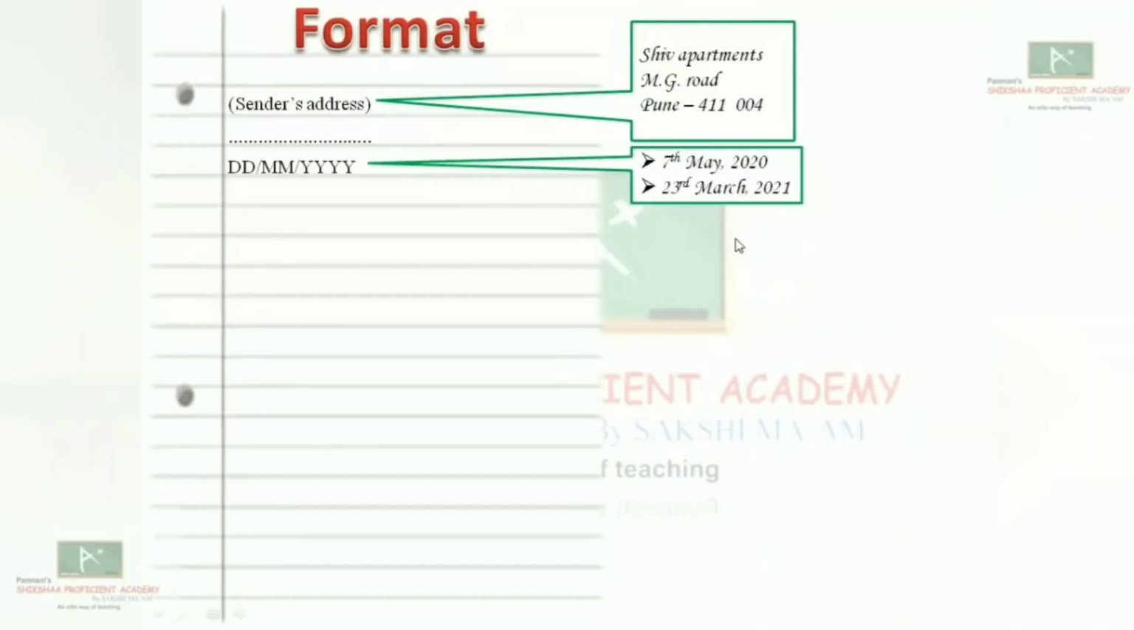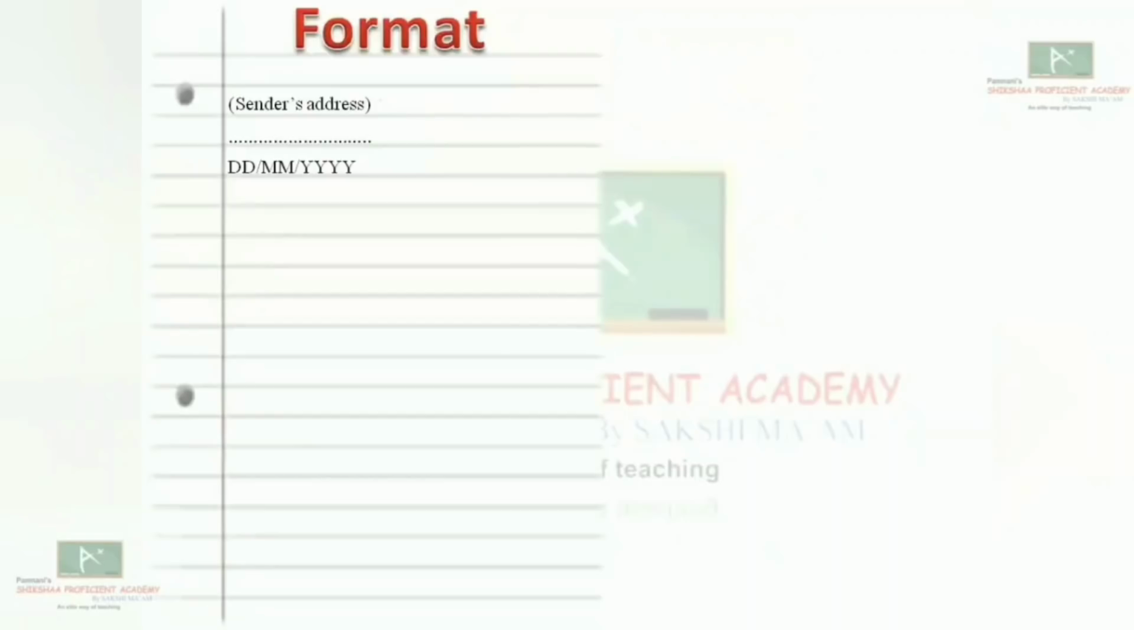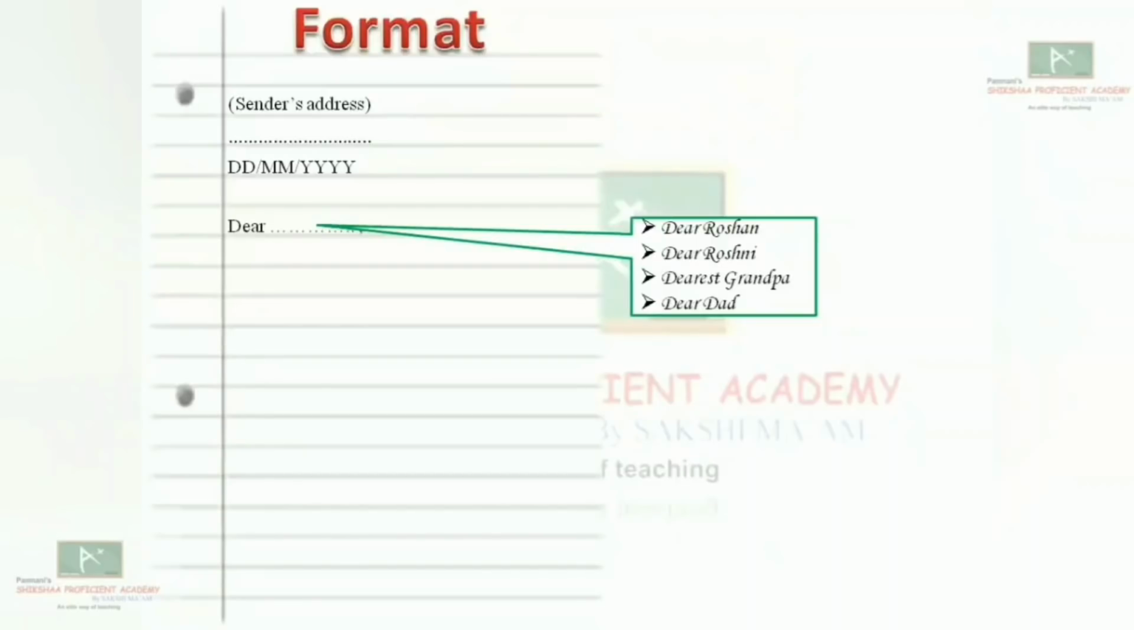Then from the left corner, we start the letter with a salutation. Dear dash. For example, Dear Roshan, Dear Roshni, Dearest Grandpa, Dear Dad. Add a comma after the name. And then from the next line, we begin our letter.